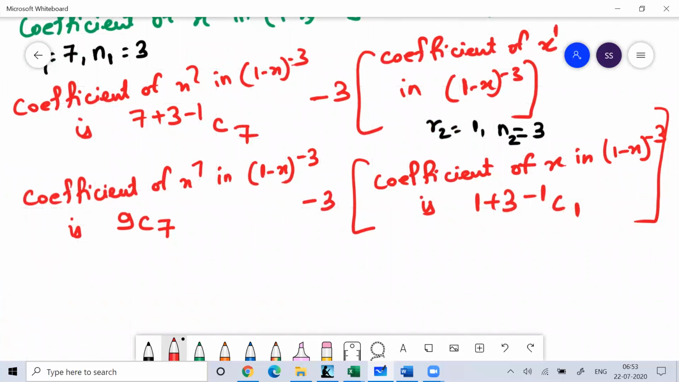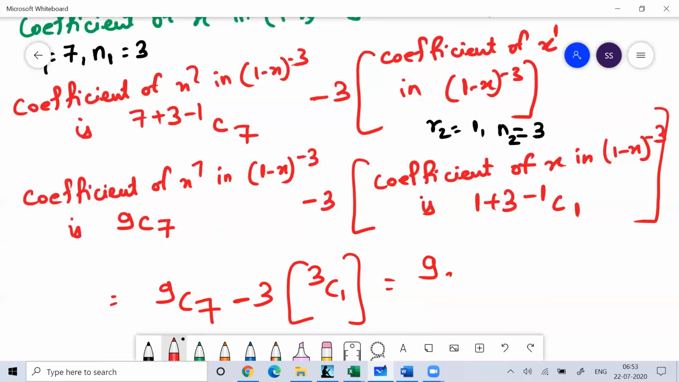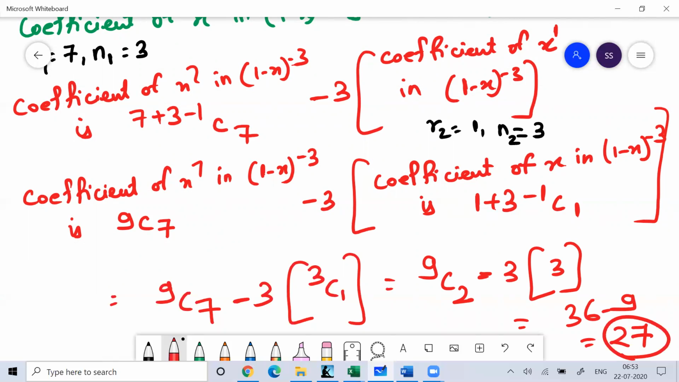So then, by then you can say this is nothing but 9C2. So ultimately your answer would be 9C2 minus 3 of 3C1. 9C2 is 36, minus 3 of 3C1 is 9, so 36 minus 9 gives the answer 27.